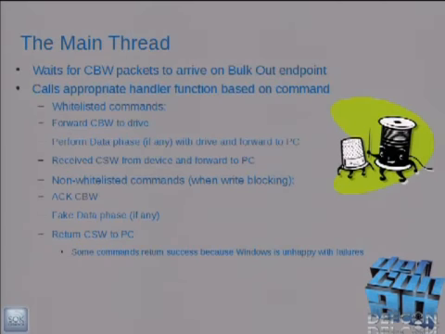All right. So the main thread sits around, waits for packets to come in. If it's a whitelisted command, it forwards it on. It forwards on things like command block wrappers, performs the data transport phase, does a little man-in-the-middle action, and does the CSW passing. All right. If you're write blocking, and there are non-whitelisted commands, it just says, hey, yeah, I got your command. And then it does any sort of data transport phase, and then it says, you're good, it worked, all right?